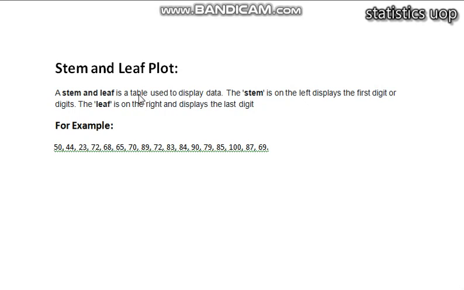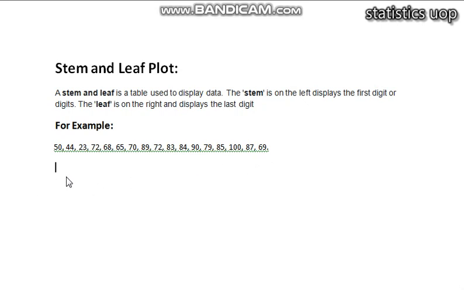In this table we have two columns. One is stem and the other is leaf. The stem on the left displays the first digit or digits, and the leaf on the right displays the last digit. For example, how can we make a stem and leaf plot for this data set?